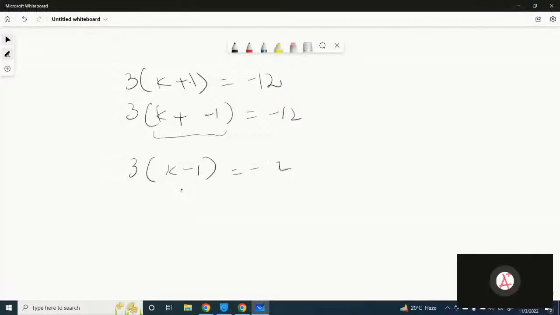Now multiply the 3 with anything that is inside the bracket. So first you have to do 3 times k. So it would be 3k. Now you have to do 3 with negative 1. So it would be negative 3 equals negative 12. Got it?